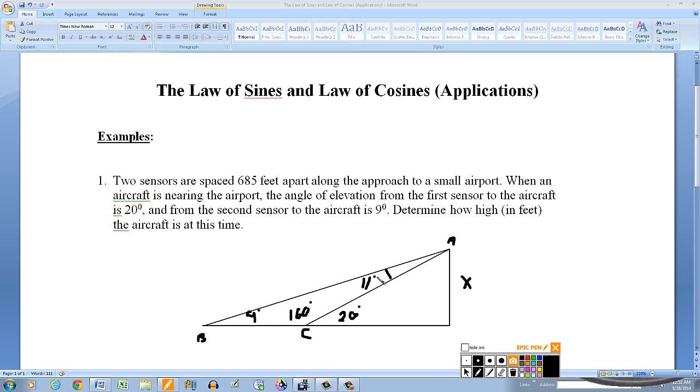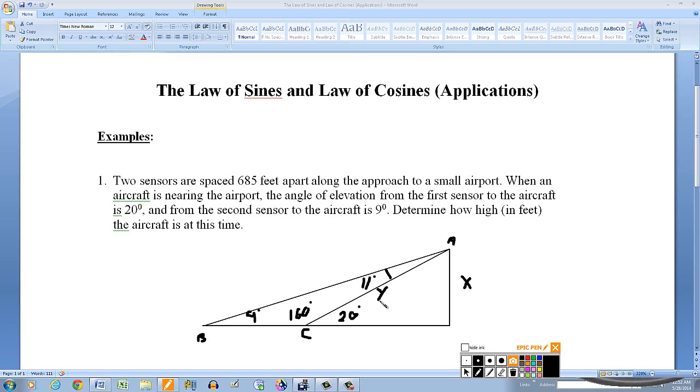Okay, so basically I want to find X. I know this angle right here is 20 degrees. So using this right triangle, the sine of 20 degrees would be X over this side. If I knew this side right here, I could just use the right triangle. I don't know it, but I could find it using the obtuse triangle and the law of sines. So I'm going to label this side right here as Y.